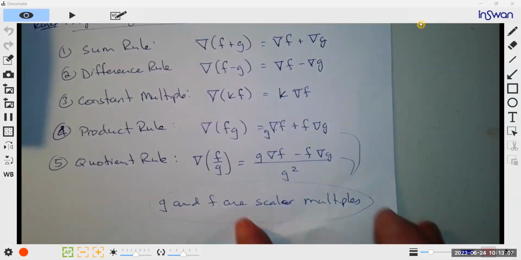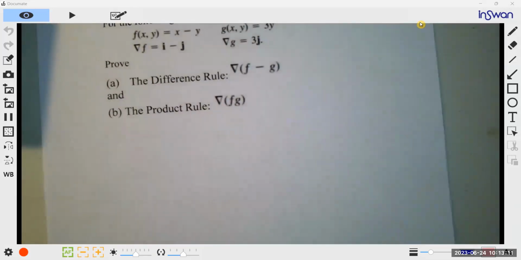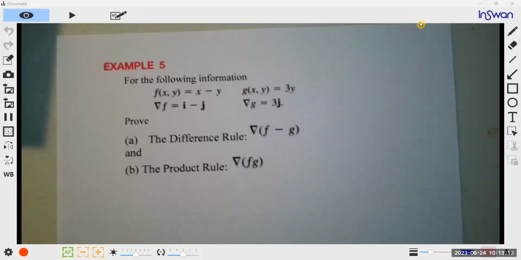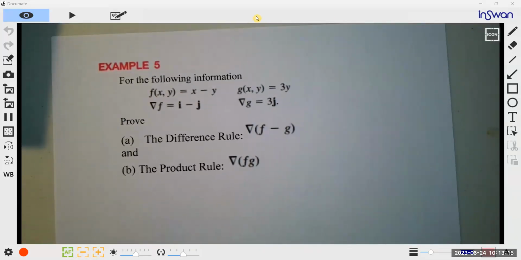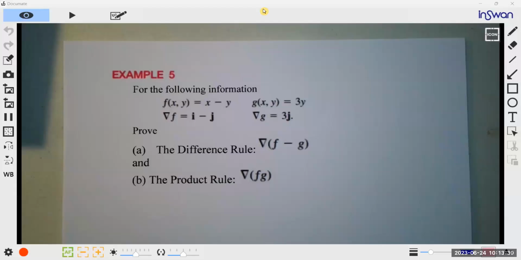Right, let's look at example 5. Let me get some paper. I'm out of paper. All right.